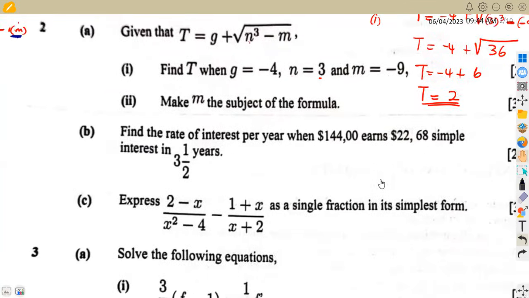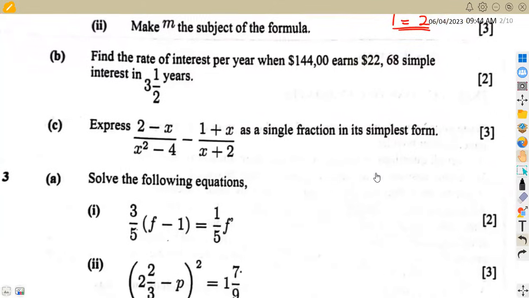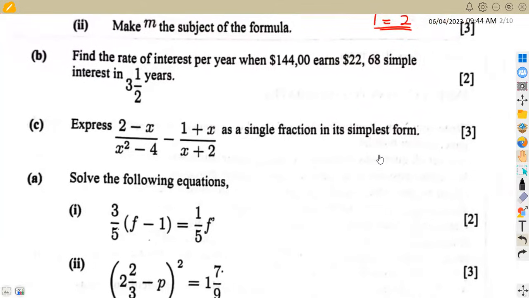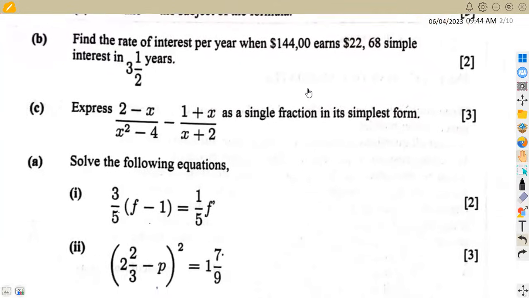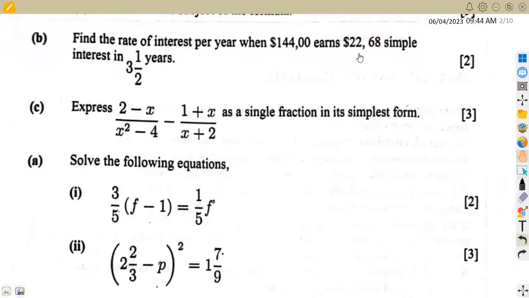On the B part, we were given to find the rate of interest per year when $144 earns 22.68 simple interest in 3.5 years.